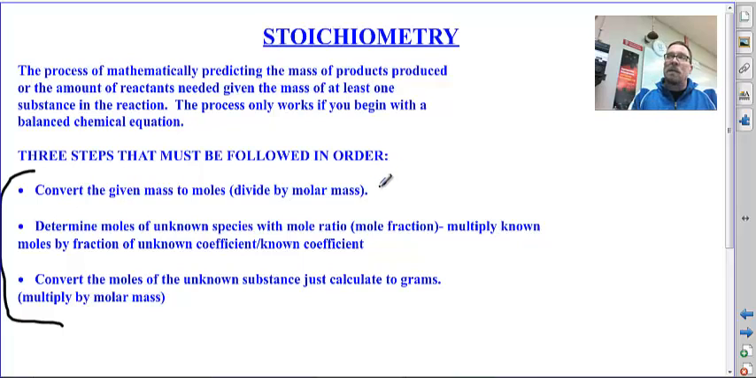Then it's very simple. You have to be given one mass. It doesn't matter if it's a reactant or a product. One of those substances in the chemical reaction has a mass, and you can calculate every other one. You'll take that and change it into moles. Then we're going to compare those moles with what we have in the balanced chemical equation and find the moles of the new stuff that we want, and then we're going to take the moles of the new stuff that we want and multiply by the molar mass to get it into grams. So really it's 3 math steps: divide, multiply, multiply.